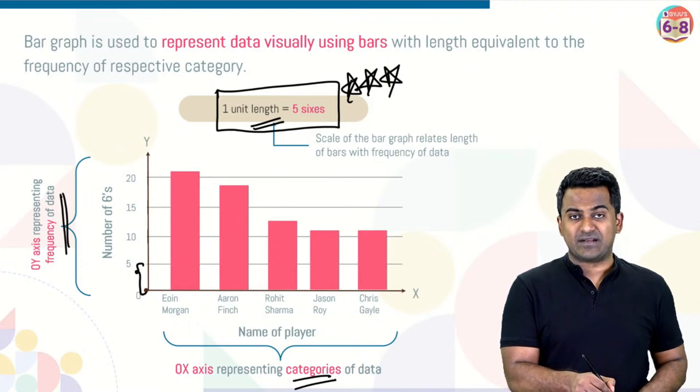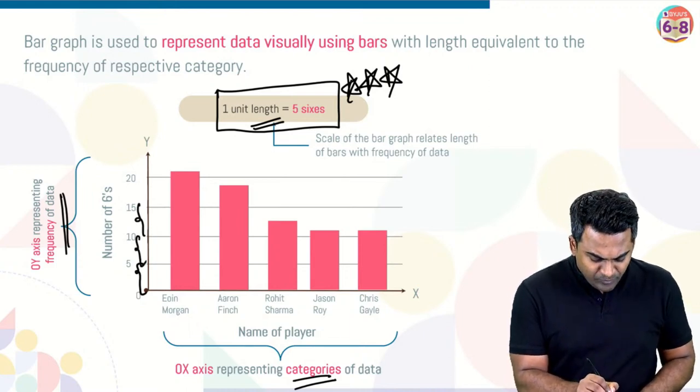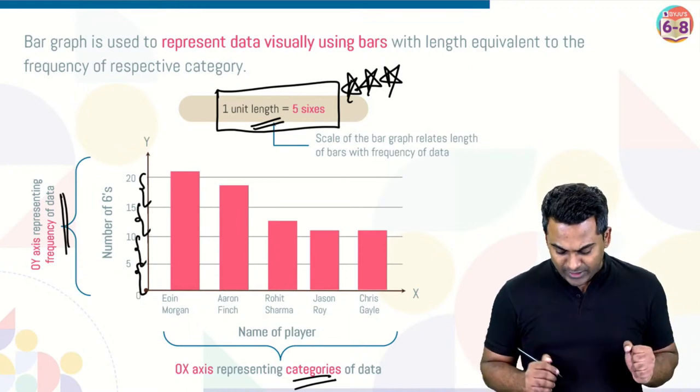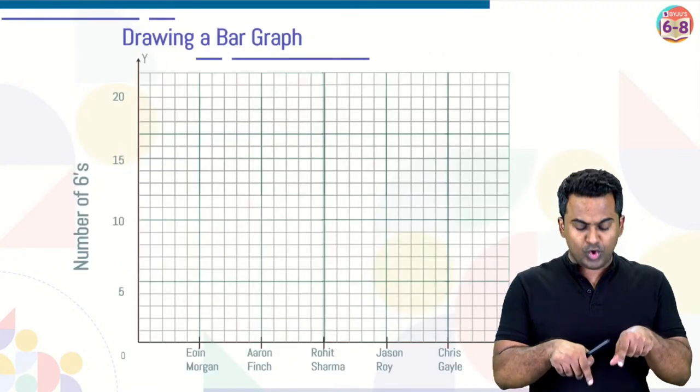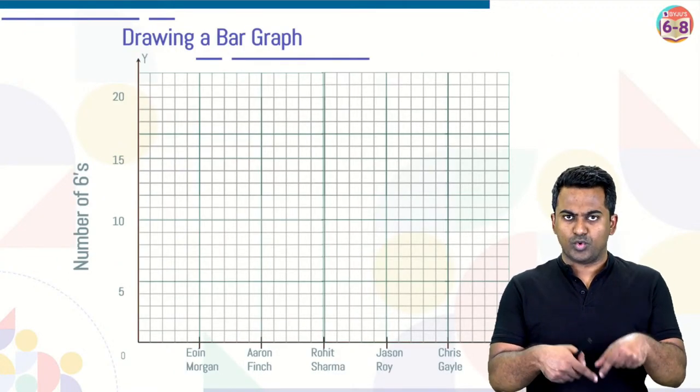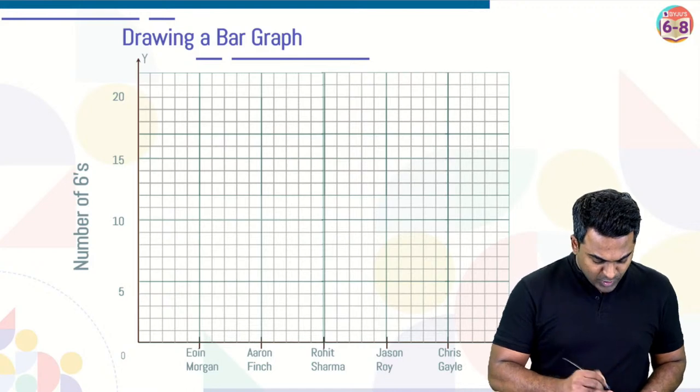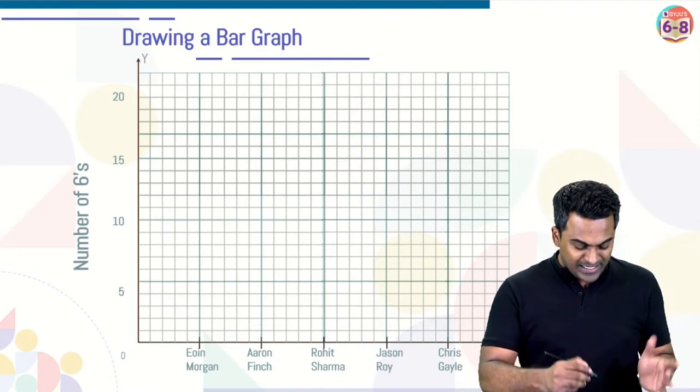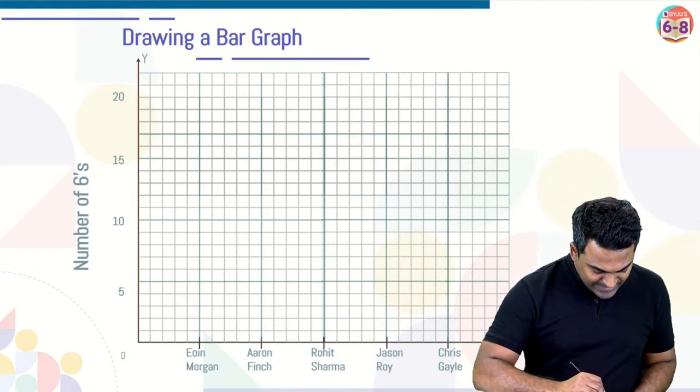And how many sixes is it representing? Five. It depends on the data that you can select. Okay. So you're going to be needing this bar graph, by the way, to draw the bar graphs very carefully. All right. So I'm going to draw two bars and then you will understand it. So let's say this is how I draw Morgan's data.